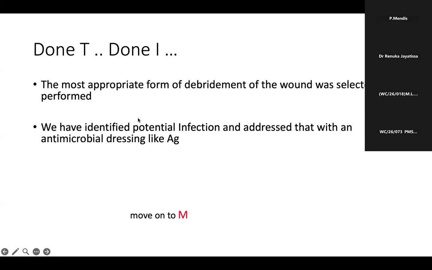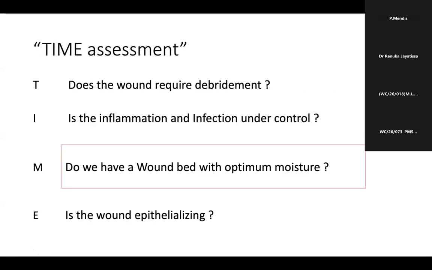Right. So if these have been done, the T has been sorted out, the I has been sorted out, then we go to the moisture, or the M. Now, we talk about dressings nowadays, modern dressing, as moist wound healing. We need to have the optimum moisture level in the wound for the wound to heal.